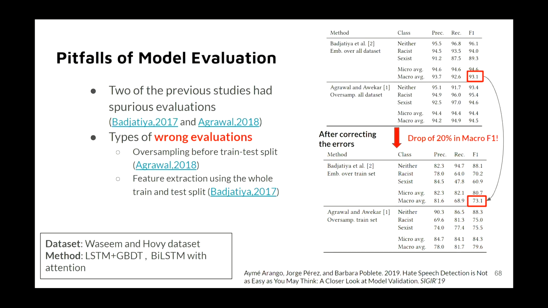So this again is like seeing the test data set before splitting the data. And hence, again, there was an improvement in performance. Particularly for this, they observed that when they corrected these errors, they saw a drop of 20% in macro F1 score.